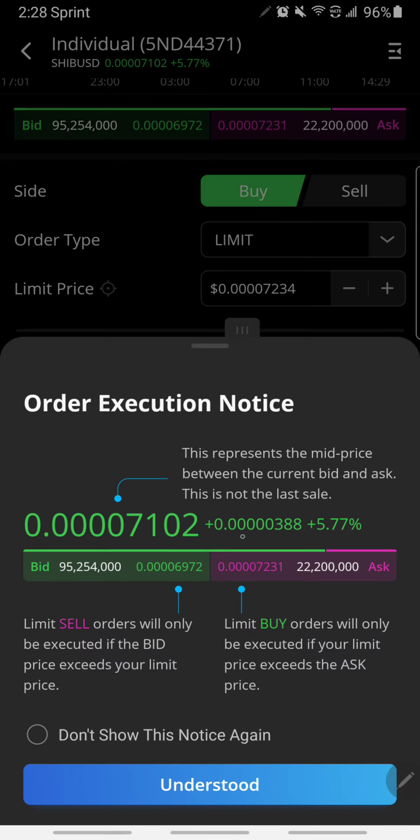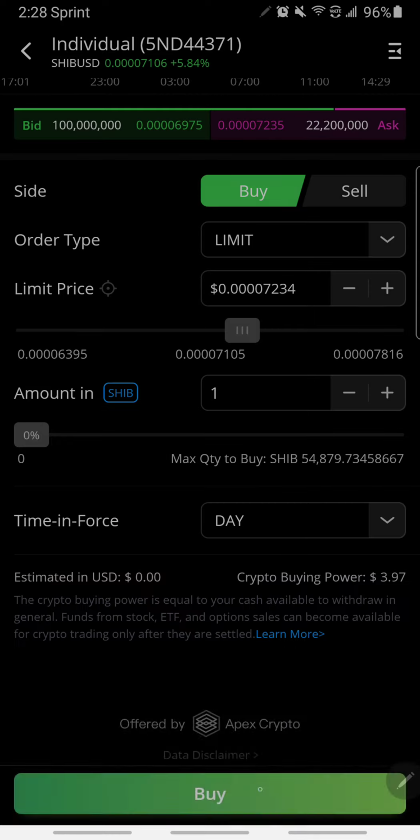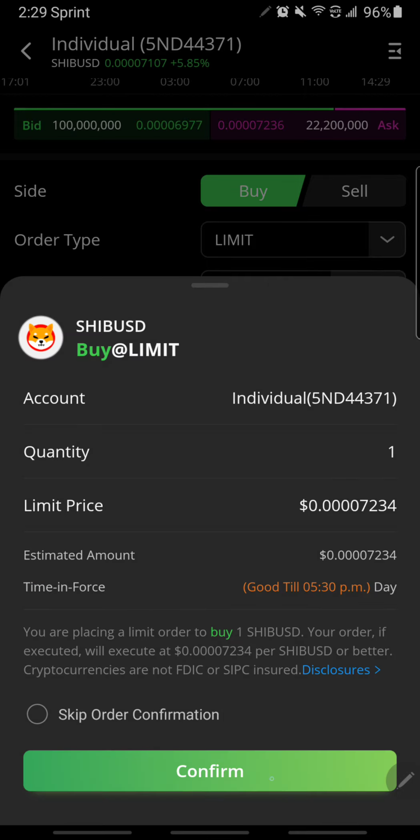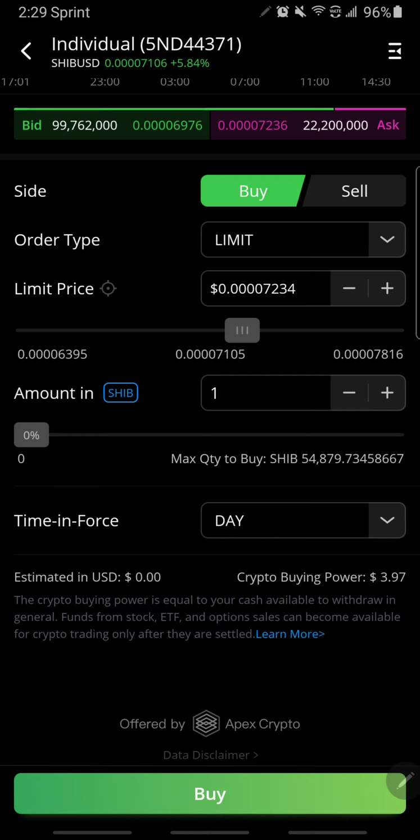So I click buy. So right, execution, this represents the mid price, blah blah blah. Do not show this notice again, blah blah. So let's see. I said this is a limit, so maybe it will not go through. So this is how much it's going to cost me, the estimated amount. So that's not really a good deal. So for me, I want to go back and let's say increase my order on here. So this is in amount. So let's say on here, yeah, you have to do a little bit of math, right?